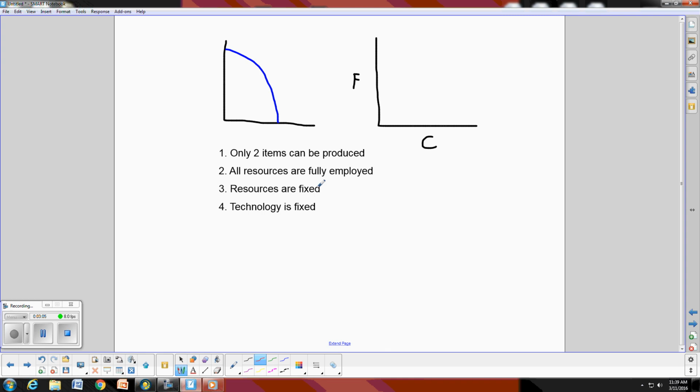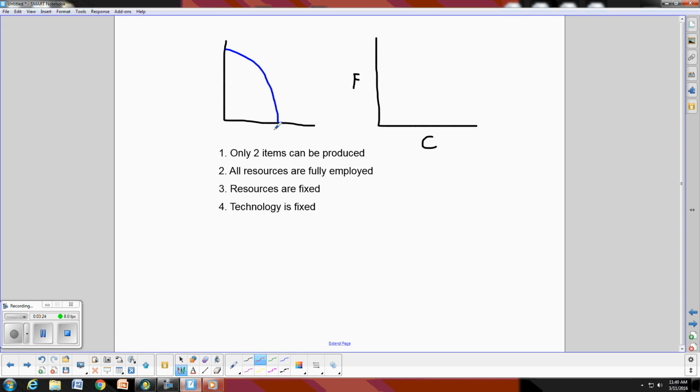Remember, only 2 items can be produced when doing a PPC. We're comparing one item compared to the other. This is not a real-world situation, but this is how we do PPCs. All resources are fully employed. In other words, I'm using my resources to the best of my ability, and I'm basically using them to make whatever I choose to make.